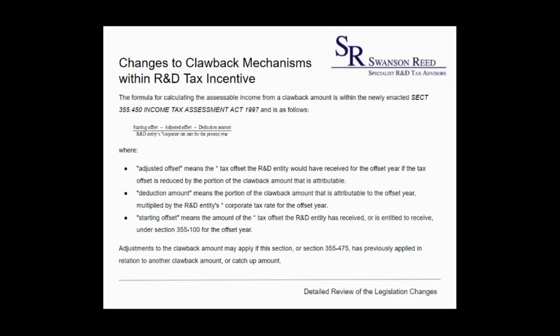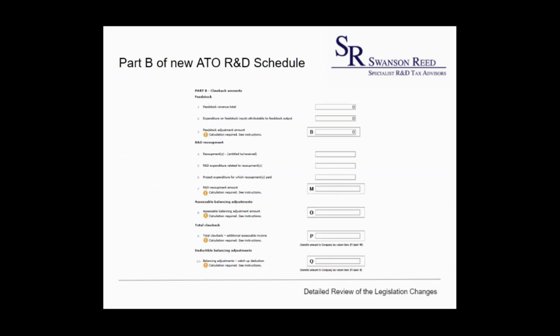Adjustments to the clawback amount may apply if this section or Section 355-475 of the 97 Tax Act had previously applied in relation to another clawback or catch-up amount. The ATO has changed their R&D tax incentive schedule for the FY22 period to take into account the clawback changes, and clawback adjustments are now disclosed at Part B of the new schedule.